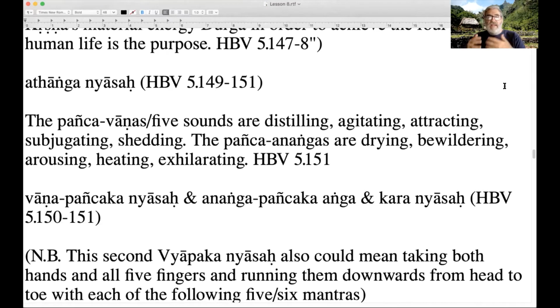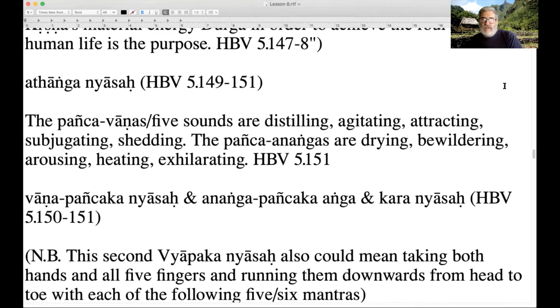All right, so now we've done the mantra nyasa. Now we're going to do the Paranyasa and the Anga Nyasa. It's all described here as Anga Nyasa, but it includes the Paranyasa. It has to do with the 5 or 6 different parts of the upper body, but it also has to do with the 5 fingers and the front and back of the palms. The Panchavanas, 5 sounds, are distilling, agitating, attracting, subjugating, and shedding. The 5 anangas, ananga means without body, without limbs, are drying, bewildering, arousing, heating, and exhilarating.